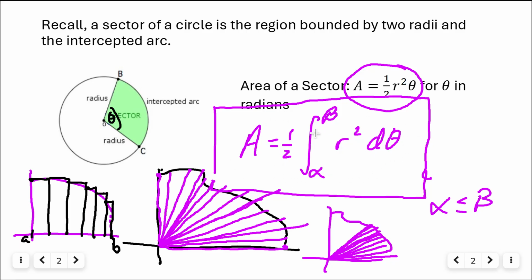And again, the whole concept comes from the same concept we already know for rectangles, but now we're applying it to the polar coordinate system. All right, so let's take a look. We'll try a couple here real quick.